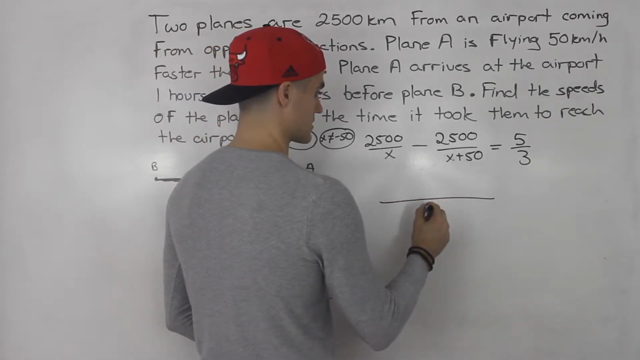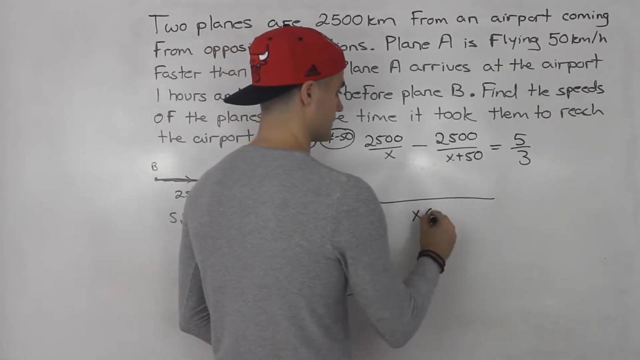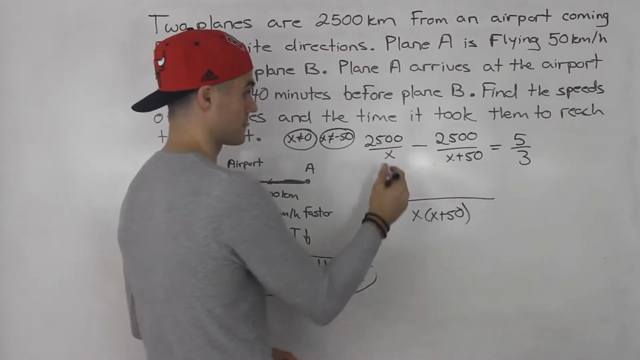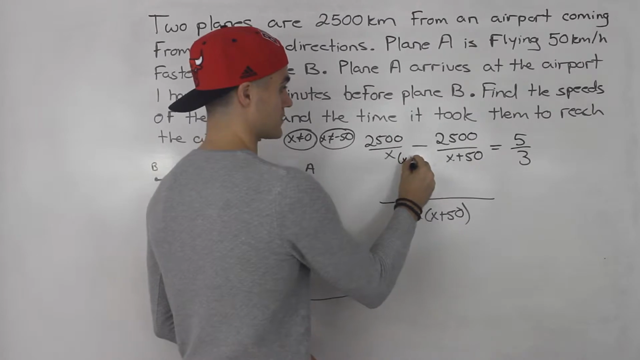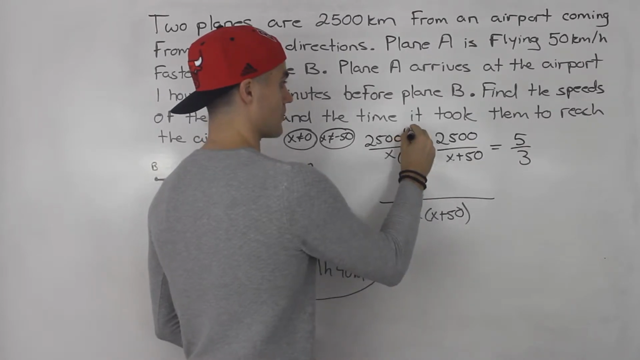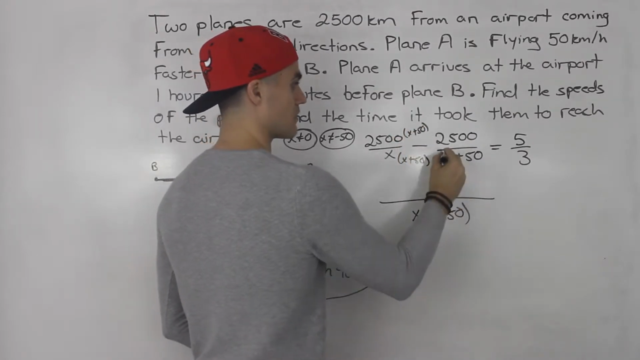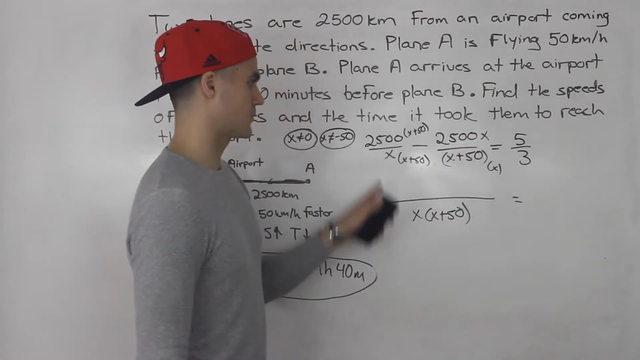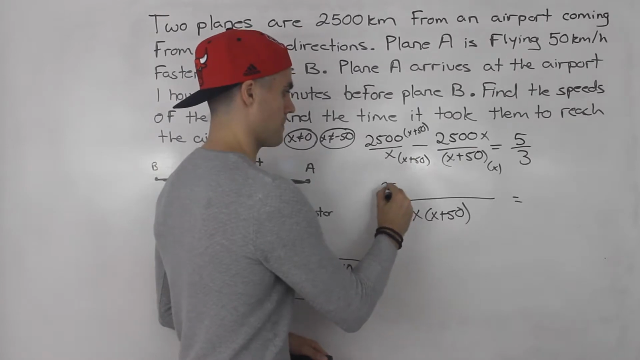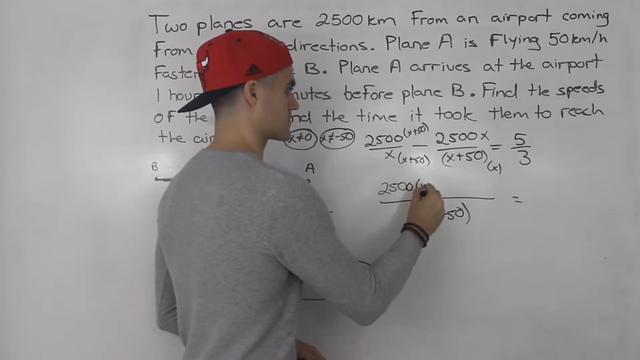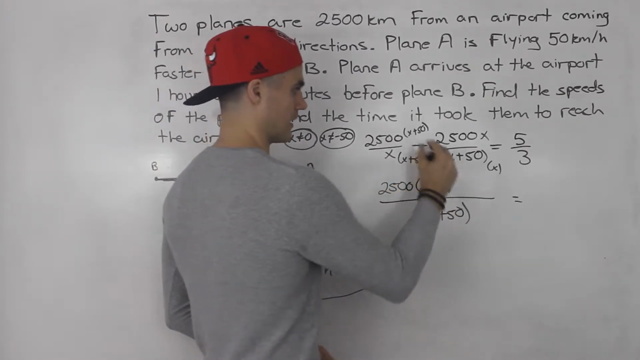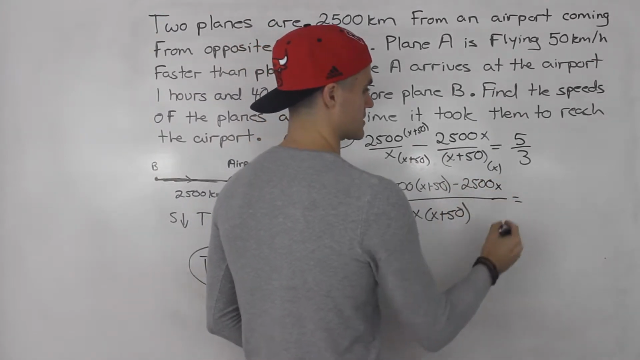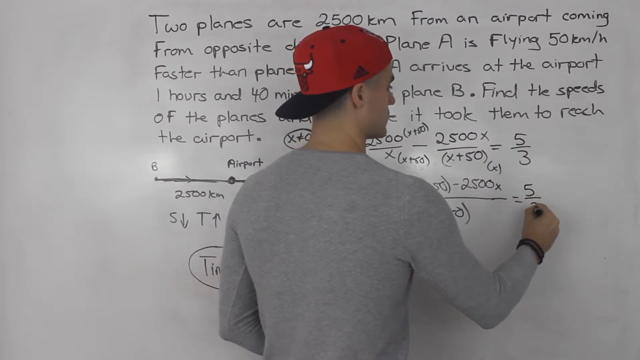Simplifying this left side, so x times x plus 50. That's the lowest common denominator. Both of these factors are different. So this we have to multiply by x plus 50. Top, we have to multiply by x plus 50. This we have to multiply by x to get this. Means the top we have to multiply by x. So here we would have 2500 times x plus 50. And then we'd be subtracting negative 2500x. This is still going to be equal to 5 over 3.